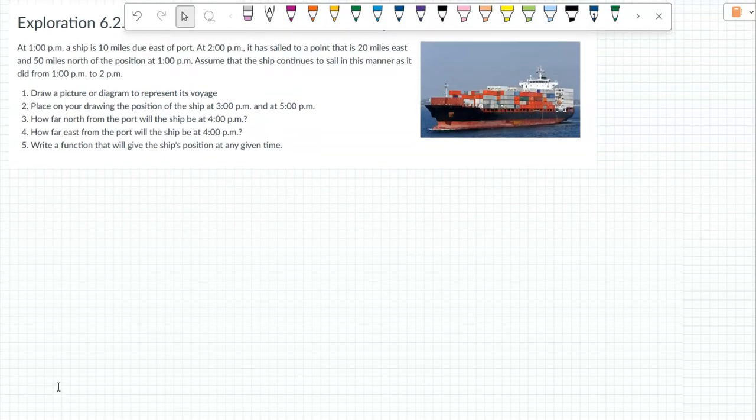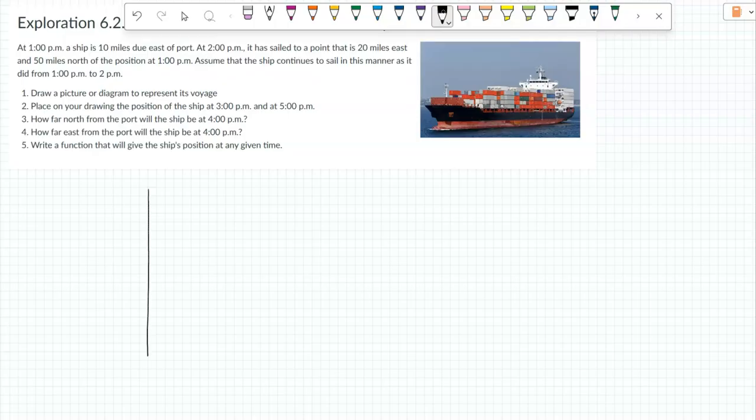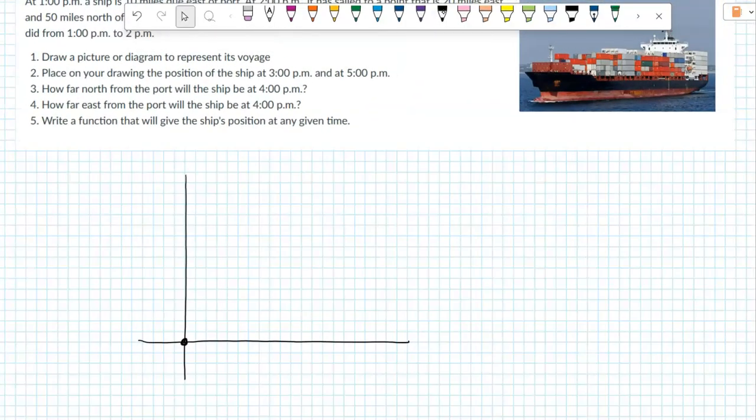Okay, so let's just draw a little diagram of what's going on. So just to be clear, we're going to think of the port as our origin. So that's the port. And at 1 p.m., the ship is just 10 miles east of port. So we'll make every little grid on here be 10. Okay, so the ship starts right here.